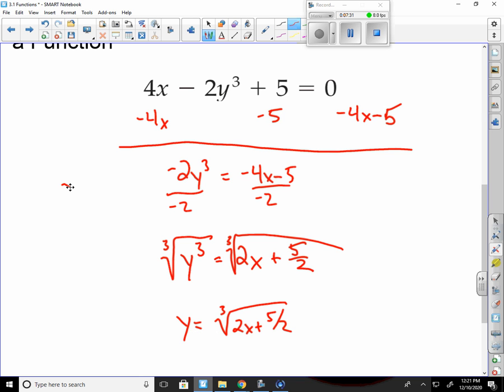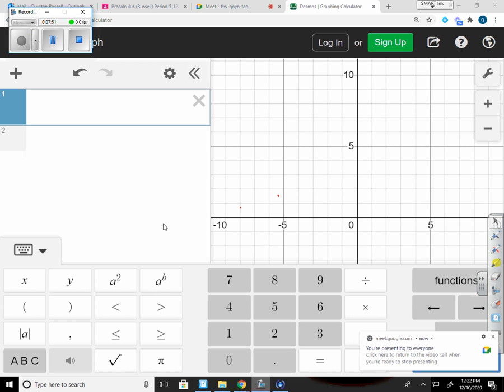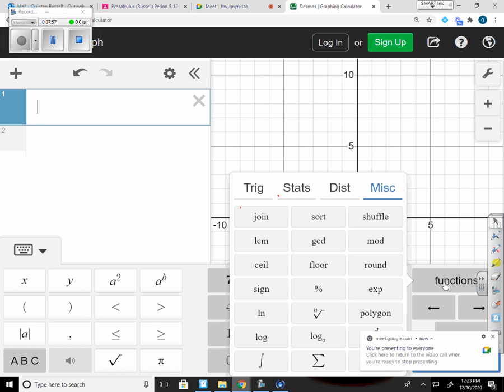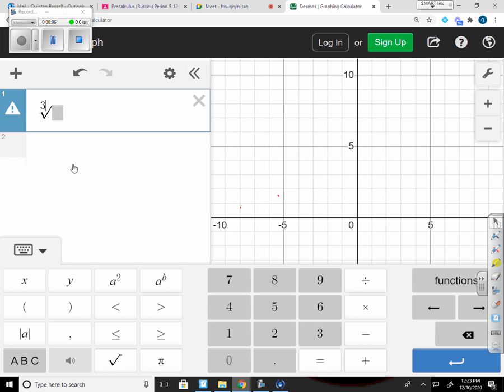So basically I need to ask myself, is this going to give me more than one solution if I plug in x? I can choose any x, and if I plug any x in, is it going to give me more than one solution? Well, there's a good way to check it, and that would be just to graph it. So when we go to Desmos, in order to put a cube root in, I go to Functions, and then over to Misc or Miscellaneous, there's an nth root thing, and I can type in a 3, and now I just enter my equation, 2x minus 5 over 2.